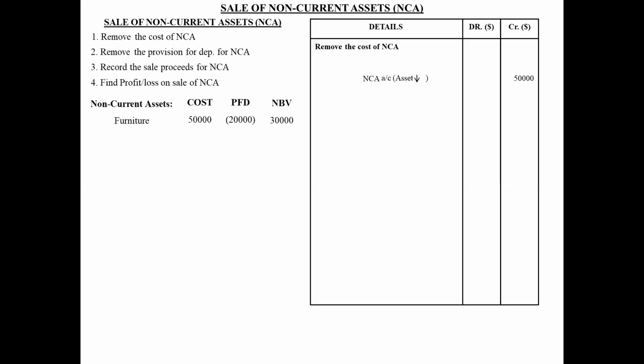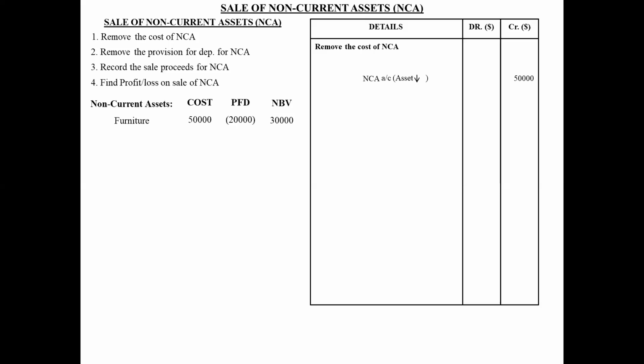On the debit side, we cannot write cash because this 50,000 is the original cost of this non-current asset, and there are very rare chances that we are going to receive the same amount. So we are going to receive the different amount. We are going to receive something different from 50,000. So we cannot write cash over here. So we do not have any account over here on the debit side.